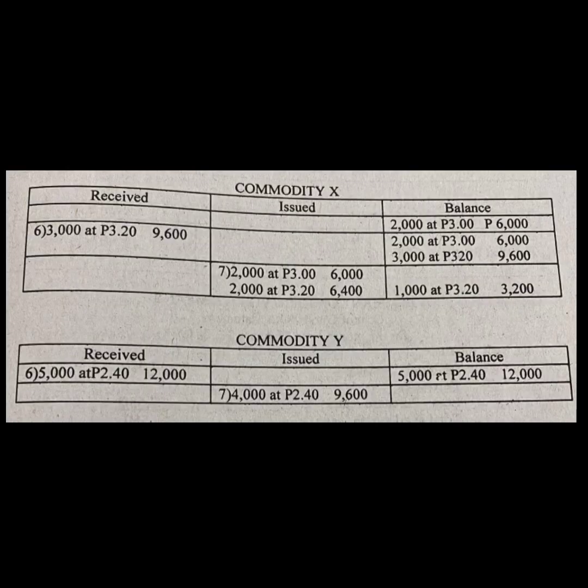The last one is commodity Y. So, received 5,000 units at 2 pesos and 40 cents. So, 5,000 times 2 pesos and 40 cents, we have 12,000 pesos. So, this can be seen in transaction number 6.